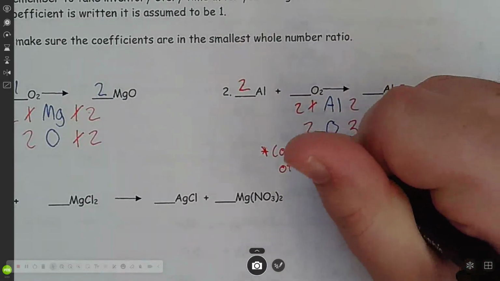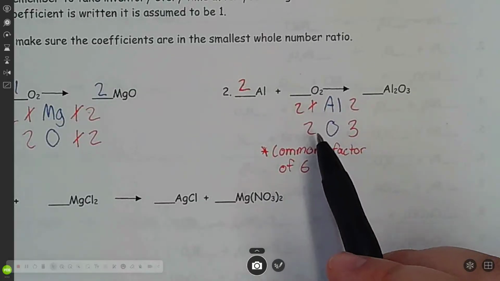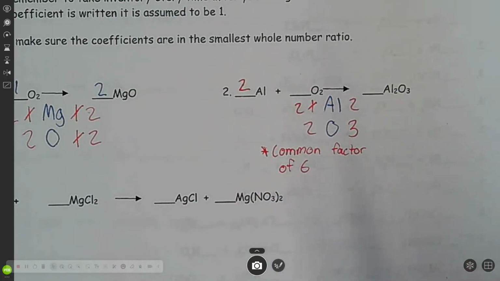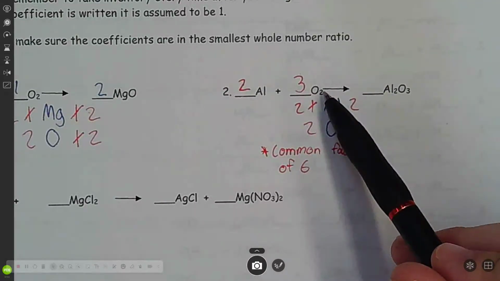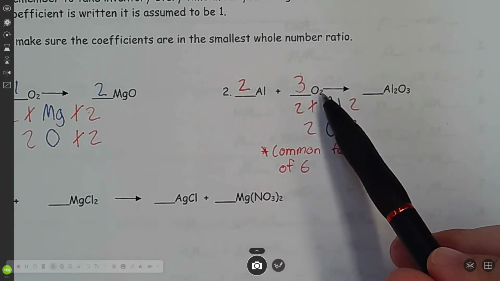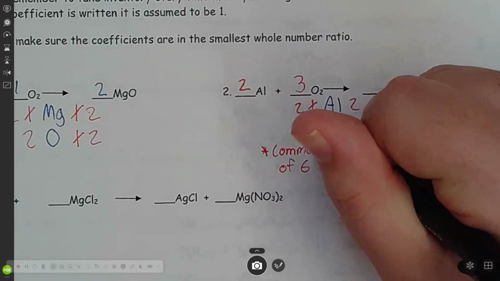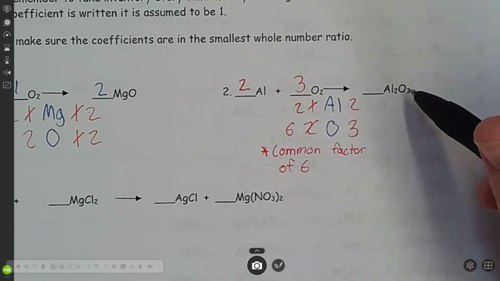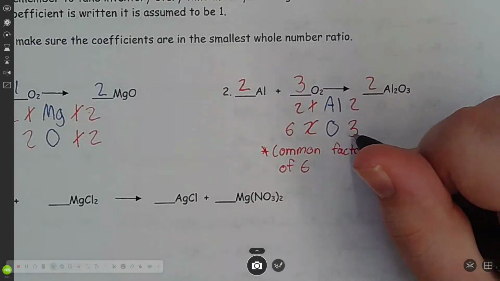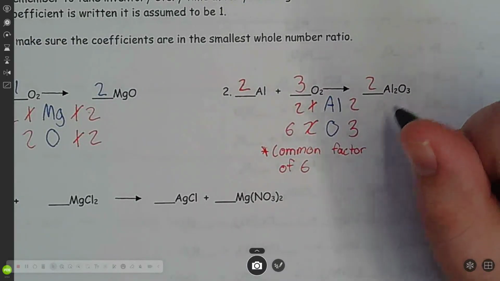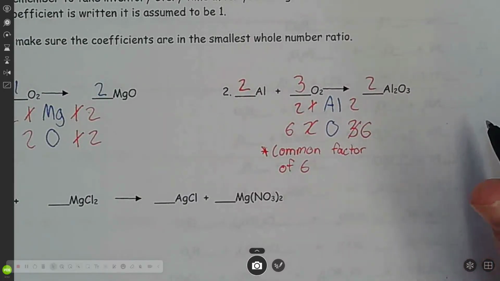And so their lowest common factor will be 6. In order to get there, I need to multiply the left side by 3. So I'm going to give that O2 a 3. And this will actually multiply. So that's 3 times 2 gives us 6. The right side we need to multiply by 2, so we're going to give that one a 2. 3 times 2 will be 6.